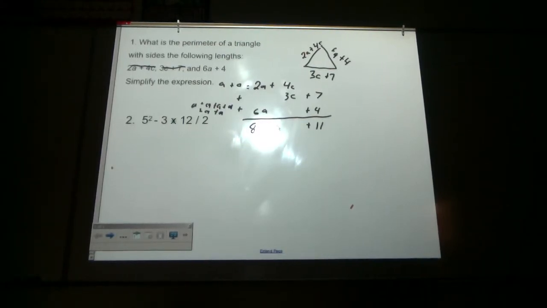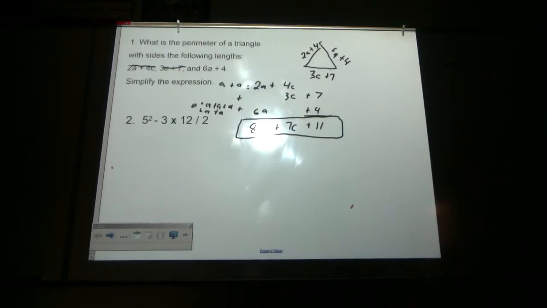And then I can do the exact same thing for c. 4c plus 3c gives me a grand total of 7c. And there I did simplify. I did combine my like terms. That was lesson 1.9. Okay? So there's the correct answer.